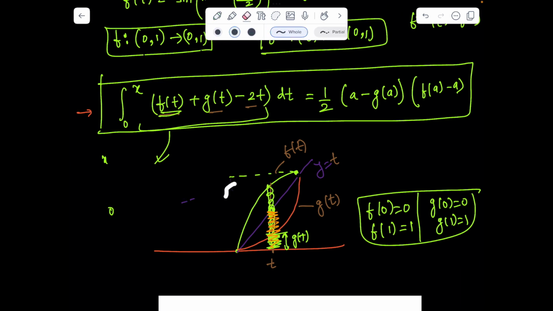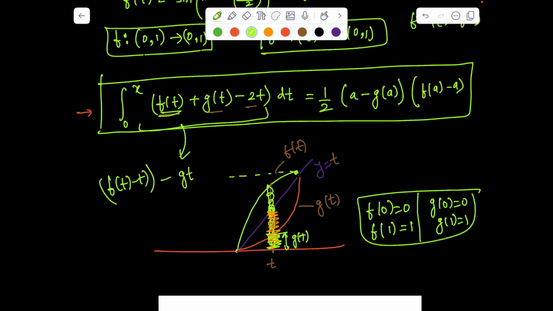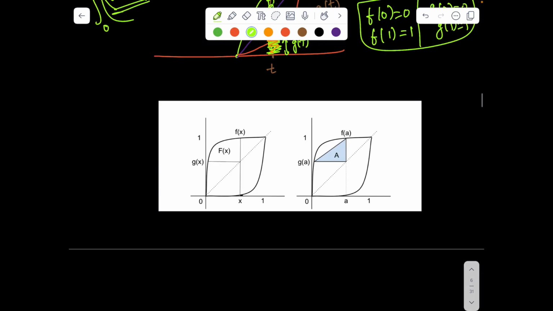The LHS value can be written as f(t) minus t minus (t minus g(t)), and that's going to help me in a great sense, because I can geometrically represent this quantity in the xy plane.